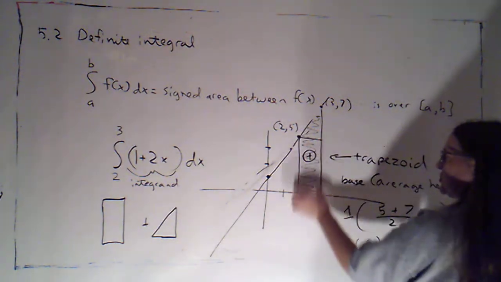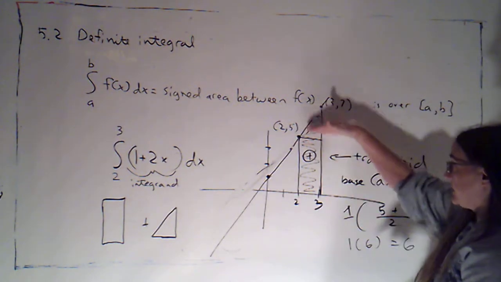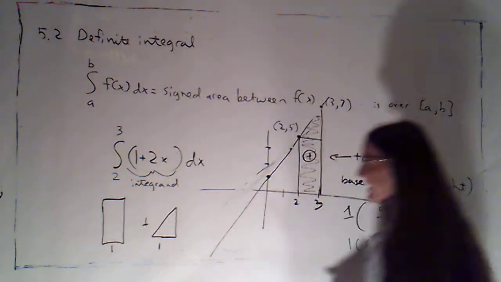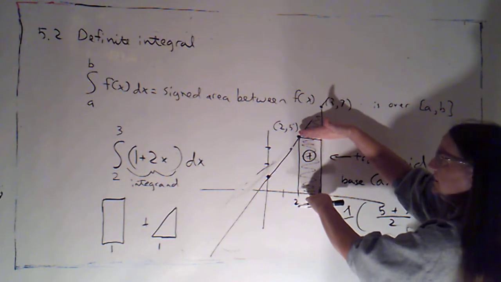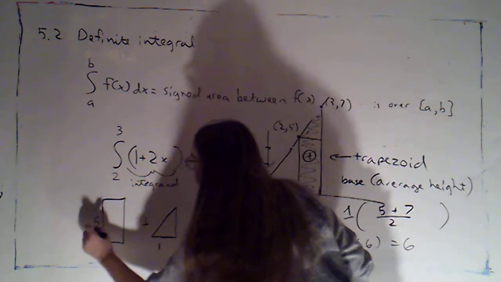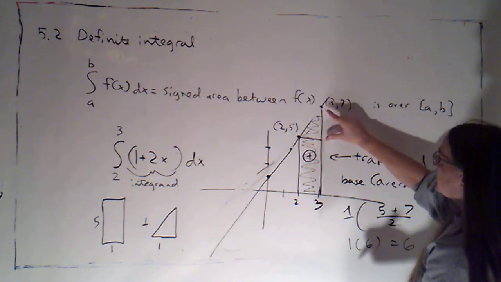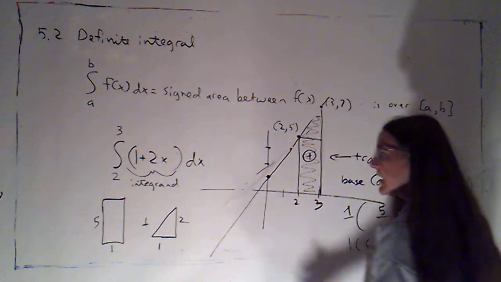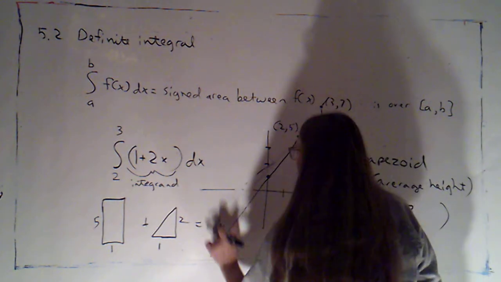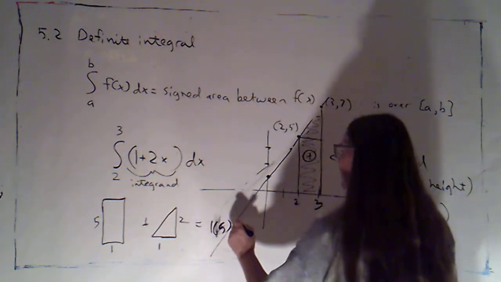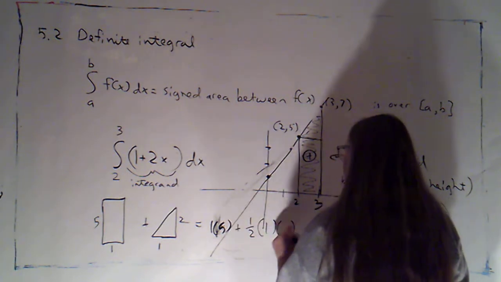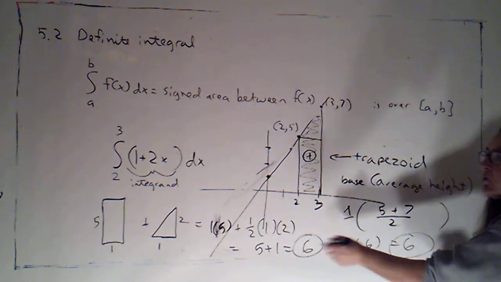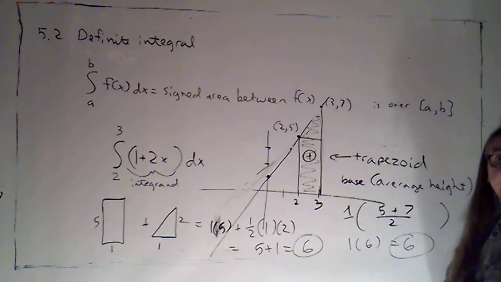Now, for both of those shapes, I'm going to count the area as positive because all of that is above the x-axis. And then I can say this has a base of 1 and this has a base of 1. The height here would be 5. The height of the triangle is the vertical distance between 5 and 7, so that would be 2. And so then I can say I'm going to get 1 times 5 is the area of the rectangle, plus 1/2 of 1 times 2. That's going to be 5 plus 1. That's going to give me 6. So either way, I'm going to get 6 as the signed area for this.